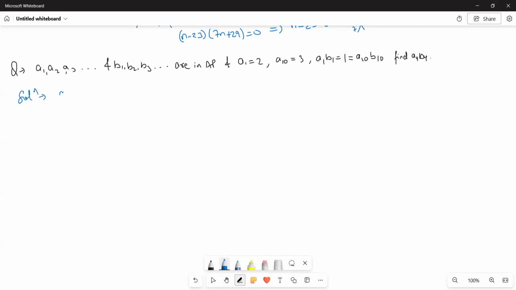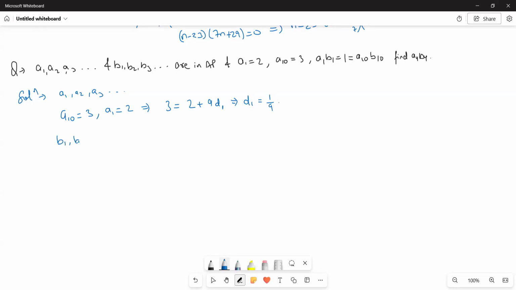So for the sequence of A1, A2, A3, okay, since A10 is equal to 3 and A1 is equal to 2, we can say that 3 would be equal to 2 plus 9D. इसके लिए D1 कर लो. So what would be D1? D1 आ जाएगा 1 by 9.